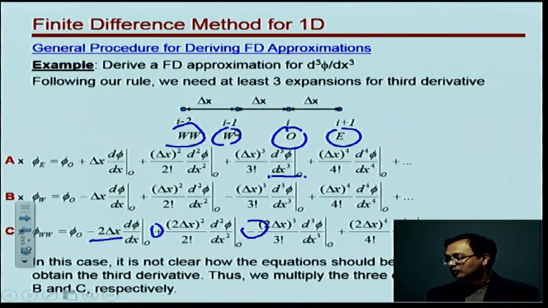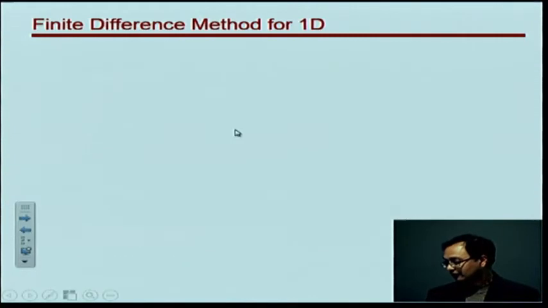For example, if I'm trying to derive d cubed phi dx cubed, I don't want the first derivative sticking around anywhere. It doesn't serve my purpose. I want to cancel it. So what am I going to do? I'm going to make sure that the coefficients of the first derivative add up to 0. That would give me a minus b minus 2c equal to 0.